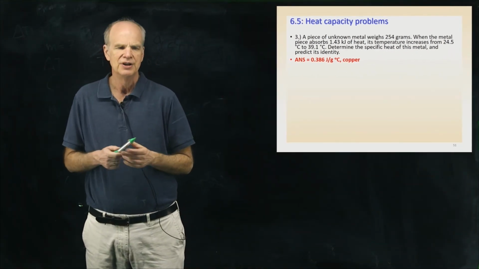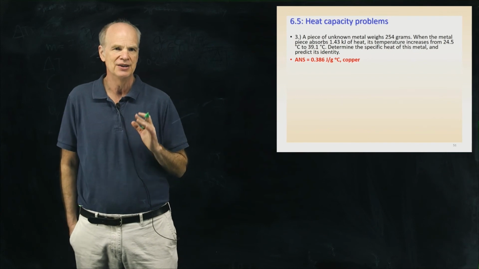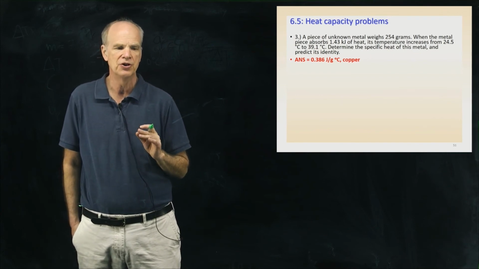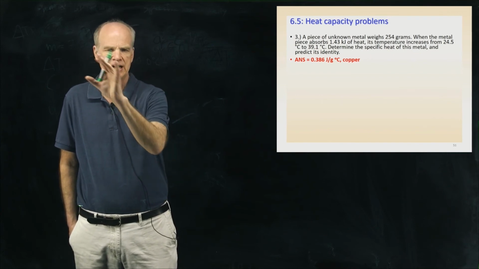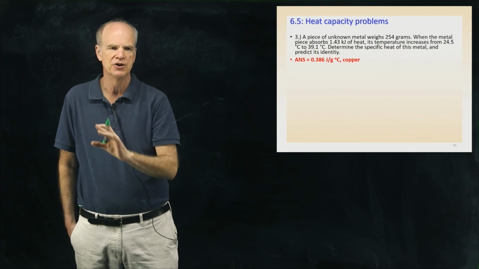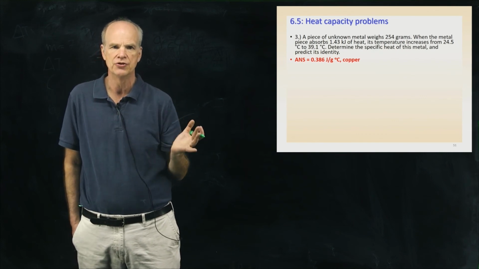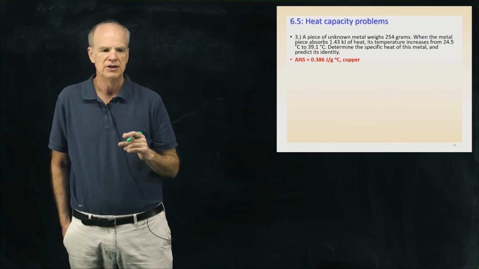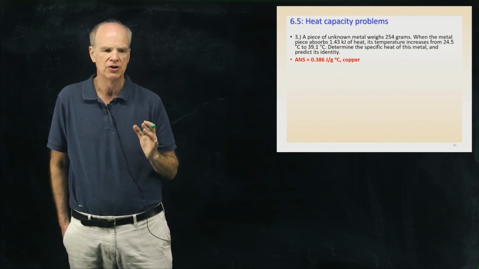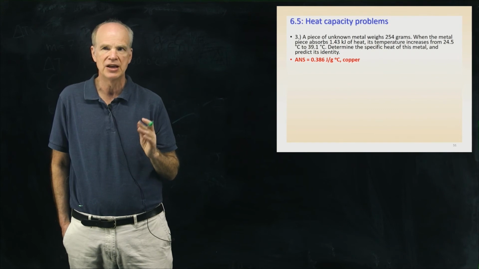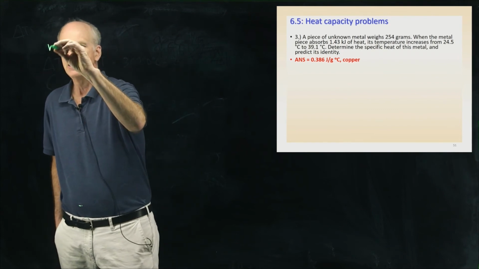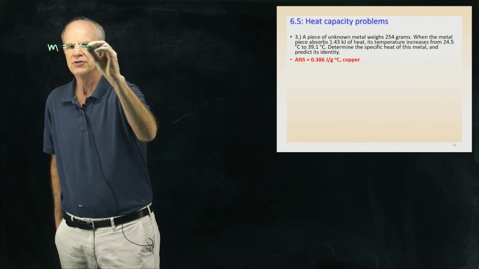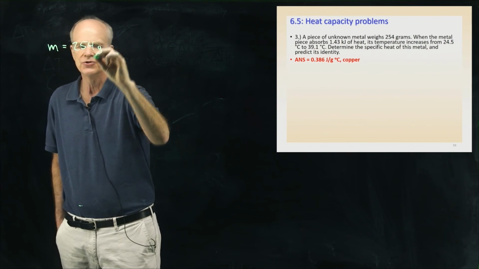Again, you sort of have to figure out what formula to use. So why don't I just assign as many variables as I can first, and maybe that will point us in the direction of what formula we use to solve the problem. It says first, a piece of unknown metal weighs 254 grams. So that sounds like a mass, right? So mass is equal to 254 grams.